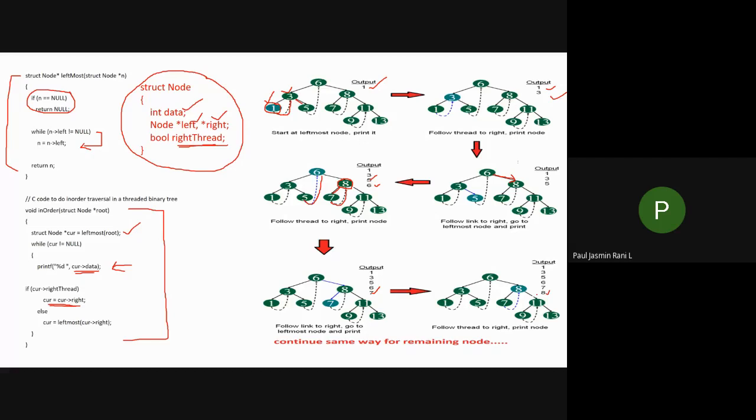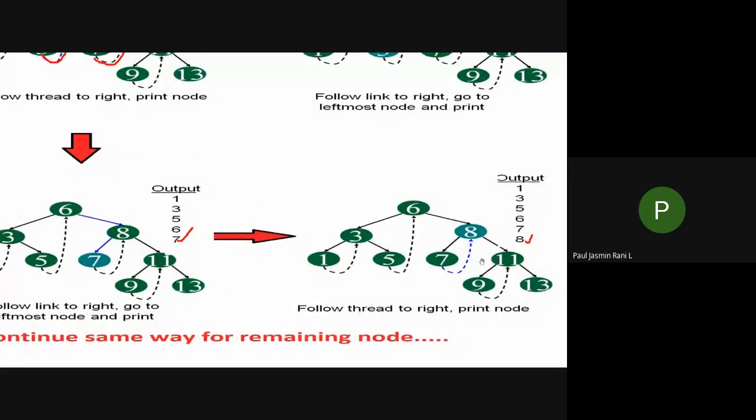Can you tell me after this 8, which element will be printed? Anyone, ma'am? After printing this 8 in your threaded binary tree, which element gets printed? Anyone? 9, ma'am. Yes, 9 gets printed. Very good. After printing 9, which element will be printed? 11, ma'am. 11 gets printed. So after printing 11, I am going to print the 13.